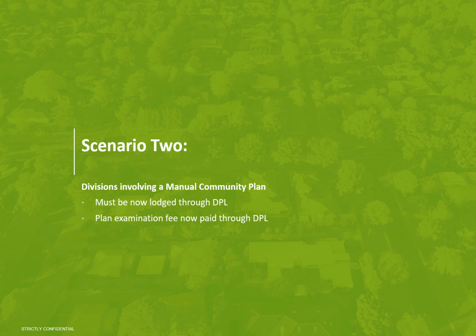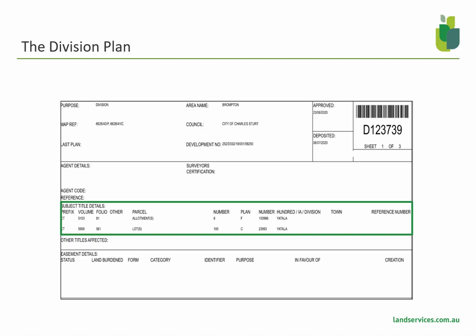DPL has changed all that, and plans are now lodged through DPL and examination fees paid then. The plans now look just like a normal DPL plan. The division is as previously shown and reflects the land being divided in the subject title details. In this case, portion of lot 100 is being added to the allotment next door.